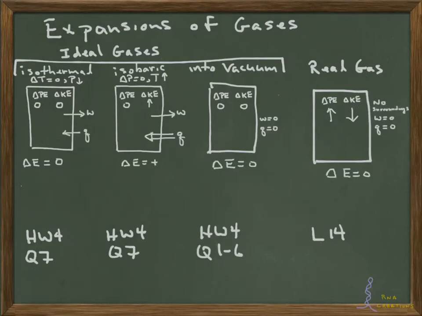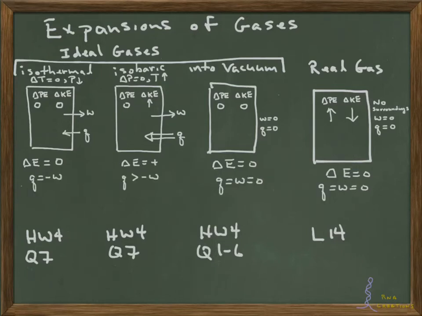We can then write down the value of delta E from the sum of delta PE and delta KE. In the isothermal case, delta E is 0. In the isobaric case, delta E is positive. In the expansion into a vacuum, delta E is 0. And in the case of the real gas, delta E is equal to 0.